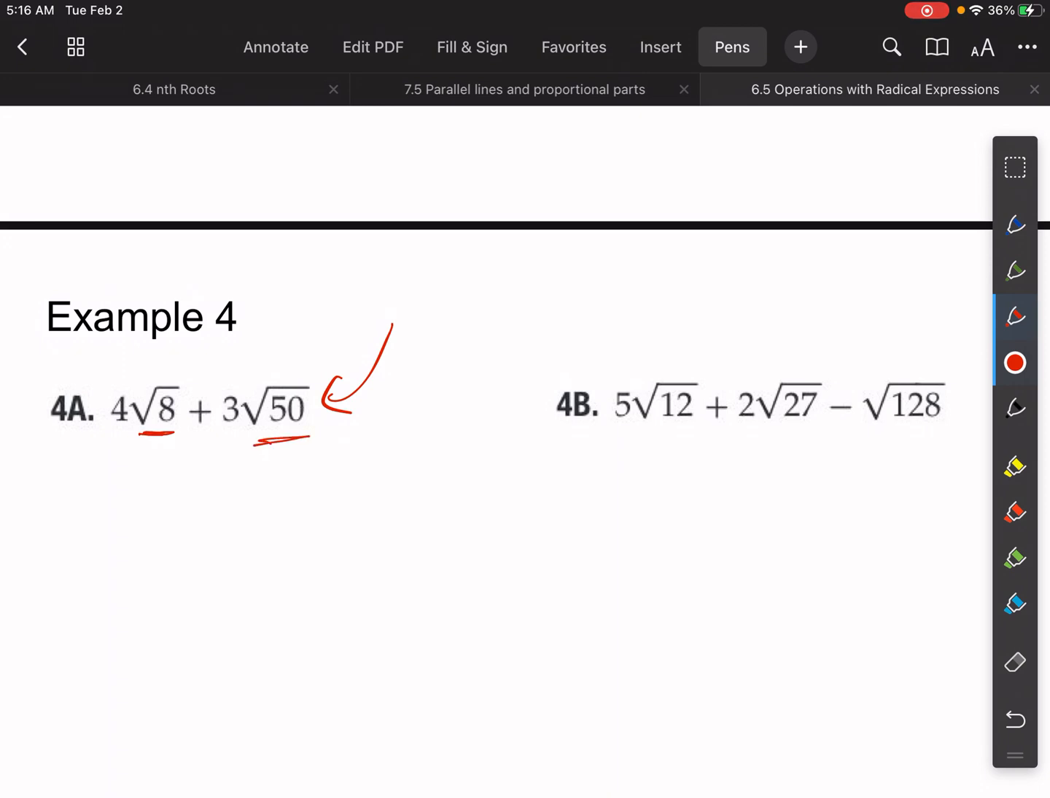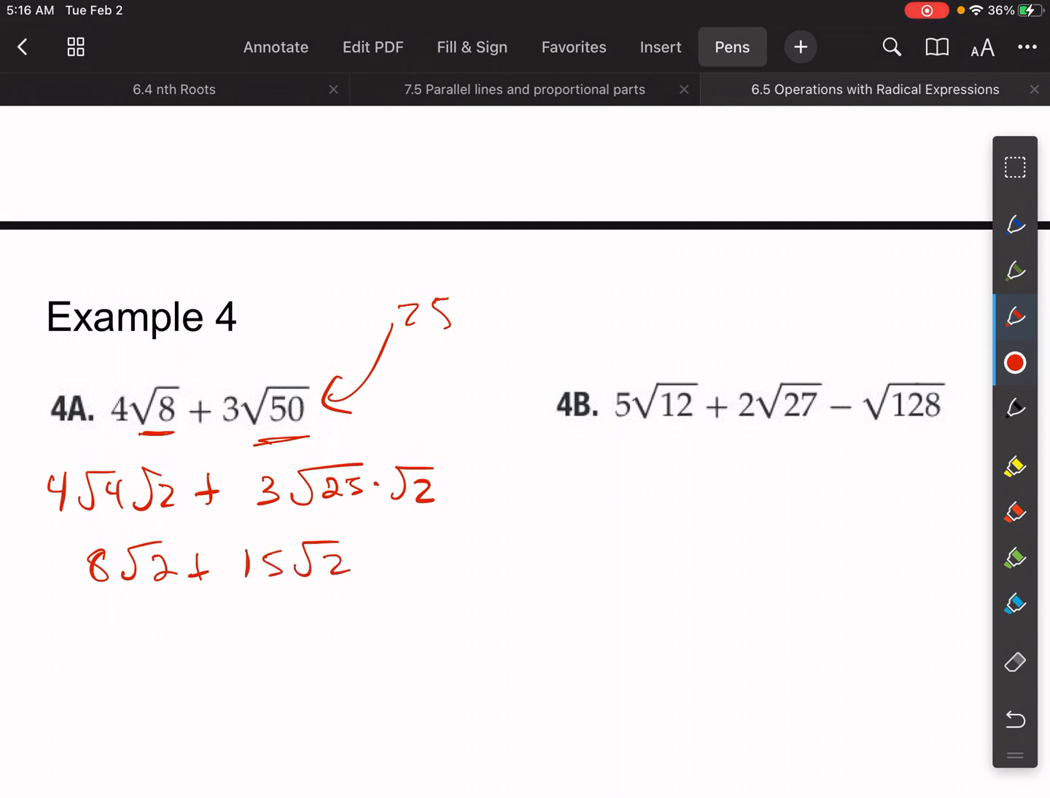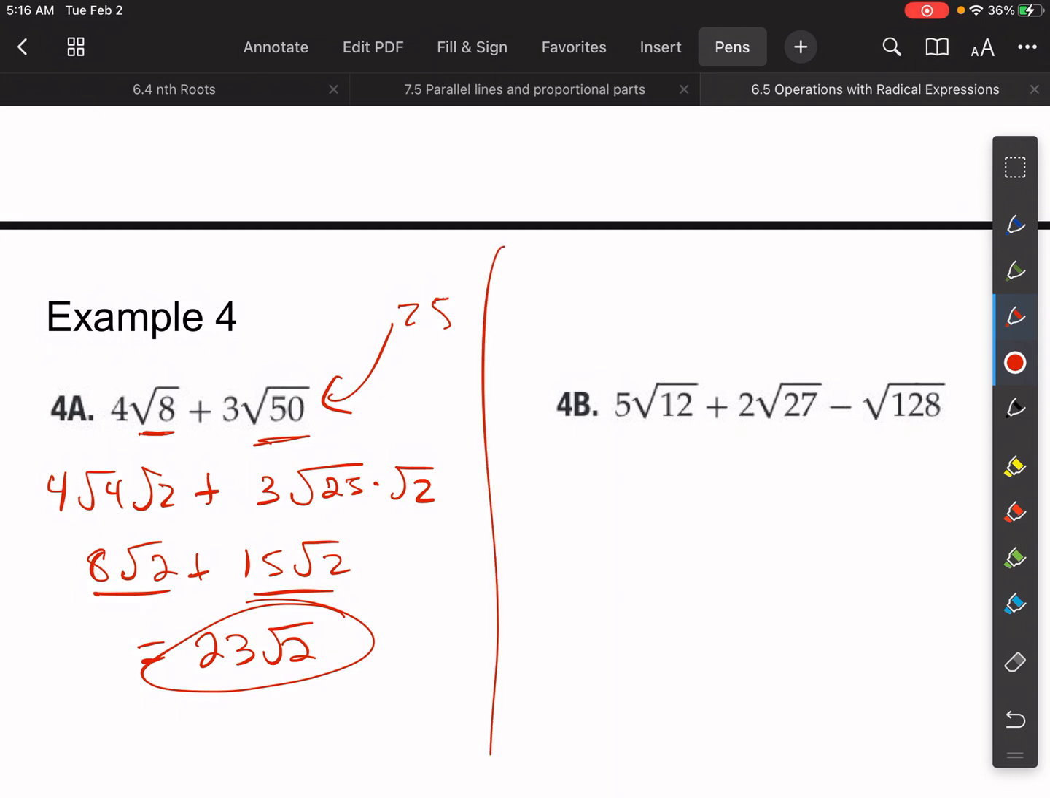The square root of 8 is the same thing as the square root of 4 times the square root of 2. And then we have this plus 3 times the square root of, there's a perfect square in there, 25, so it's 25 times the square root of 2. I'm rewriting those with perfect squares. The square root of 4 is 2. 2 times 4 is 8, so this is 8 root 2 plus 3 times the square root of 25, which is 3 times 5, which is 15 root 2. These are like terms, so I can add those together. When I add those together, I get 23 root 2. All right, that's for 4a.